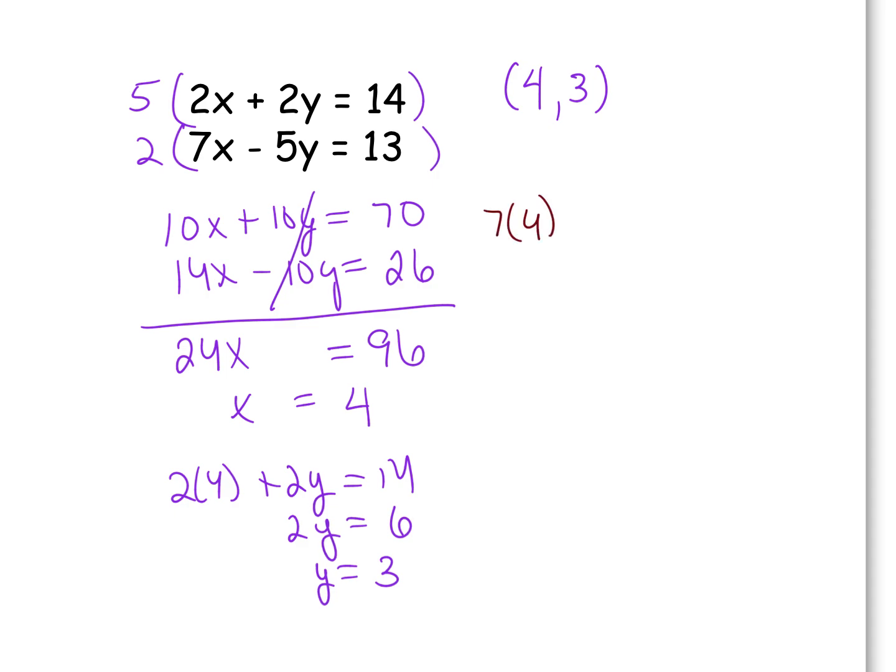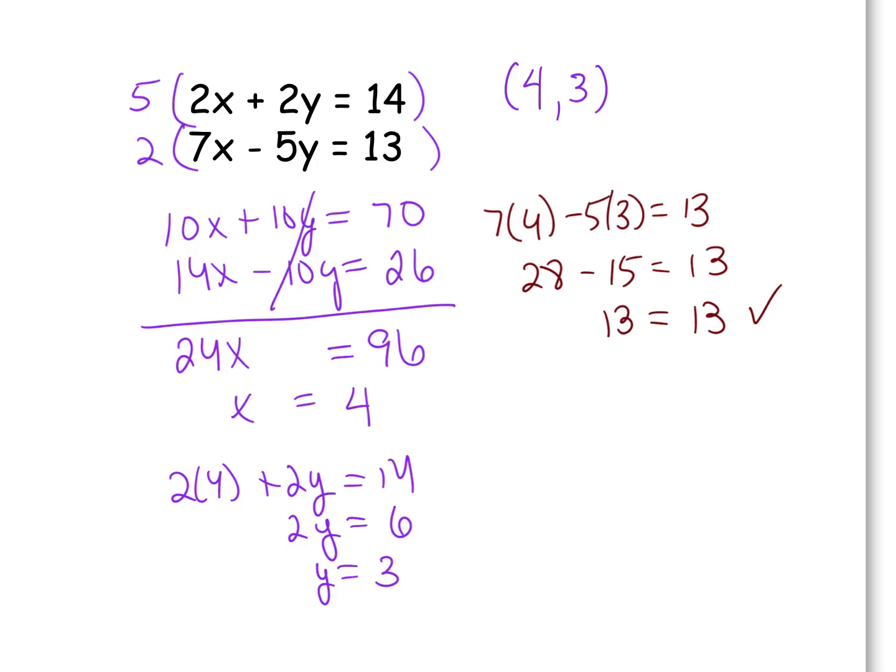So we're going to do 7 times 4 minus 5 times 3 equals 13. 7 times 4 is 28, minus 15. What's 28 minus 15? We okay with that?